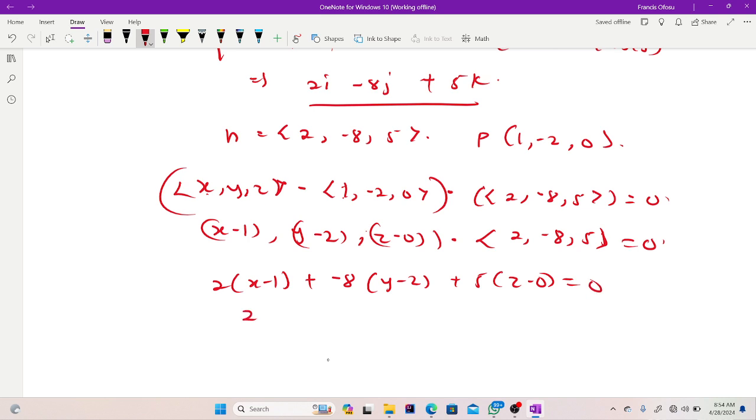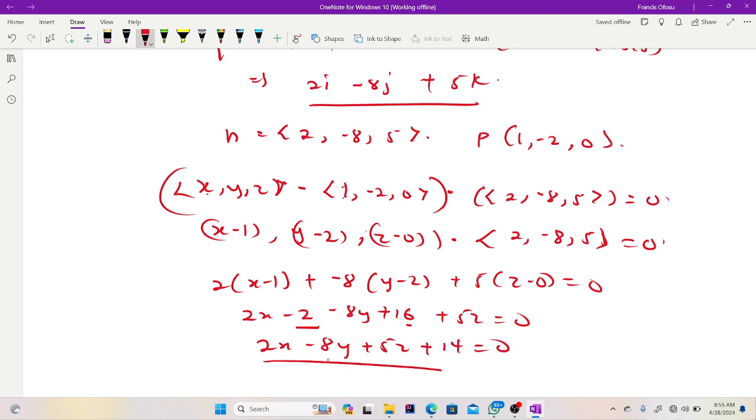So here I'll get 2x minus 2 minus 8y minus 16 plus 5z is equal to 0. So I have 2x minus 8y plus 5z. Then the -2 will combine with the constant, giving us the final constant. So I have the constant equal to 0. This gives us the equation of a plane, and I hope you've been able to understand.